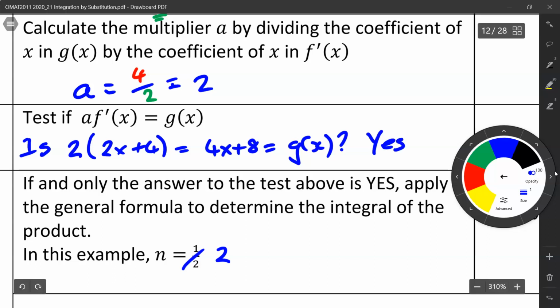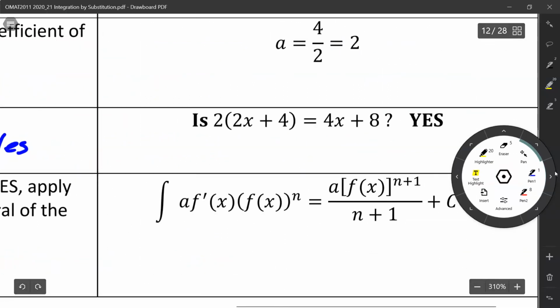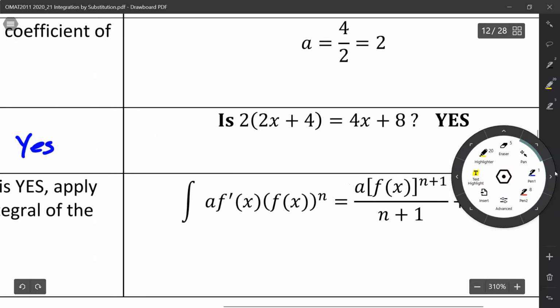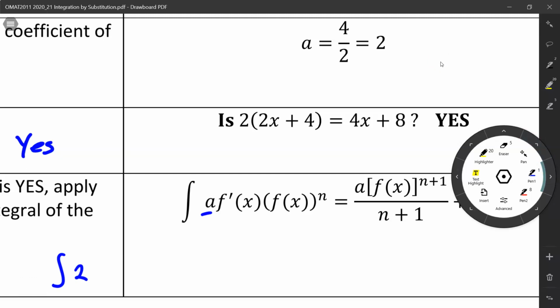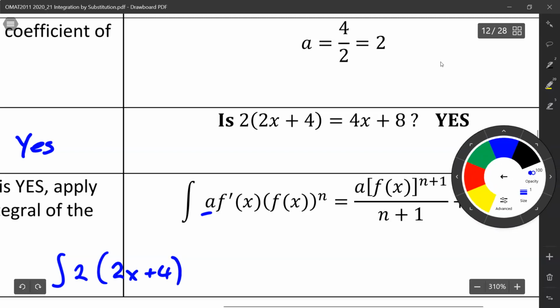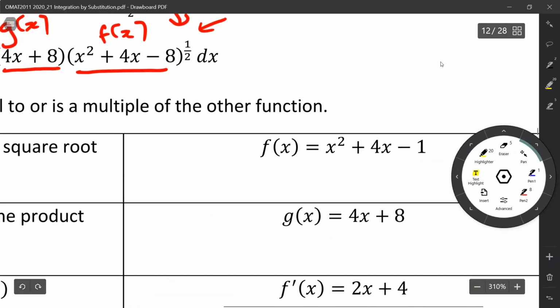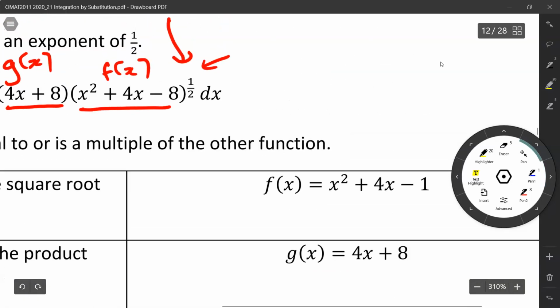So if we come along here then, this means we're going to apply our formula over here. All I have is my formula here, so I'm going to write it out over here, starting over here so I have room. So a is equal to 2. F prime x is 2x plus 4. So that is a times the first derivative of f times f at x, which is, I have to go up to find it, x squared plus 4x minus 8.